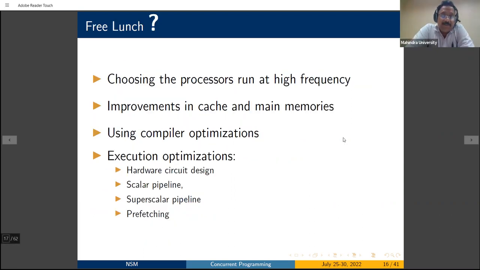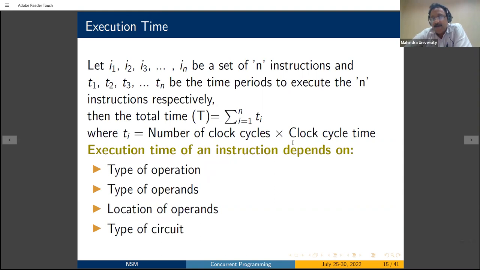Next, what is free lunch here? At the beginning, for this particular course, I put a caption: don't wait for free lunch. What is free lunch? Free lunch is choosing the processors that run at high frequency. In olden days, what the programmers would do, if they wanted better performance, is simply replace the old processor with the latest processor.